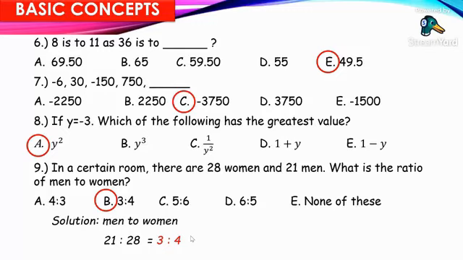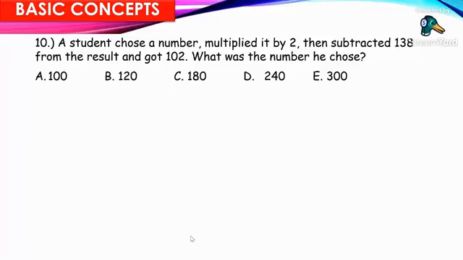Okay, let's have number 10. Problem number 10. A student chose a number, multiplied it by 2, then subtracted 138 from the result, and got 102. What was the number he chose? Yes, the question was not noticed, that's why letter A.